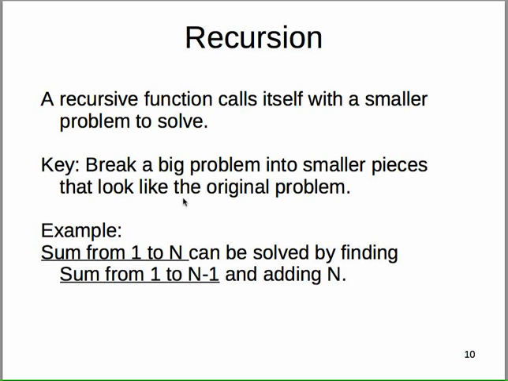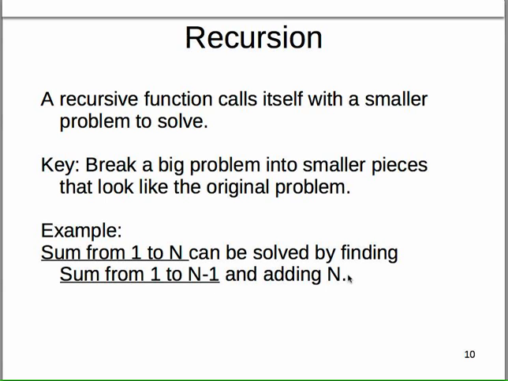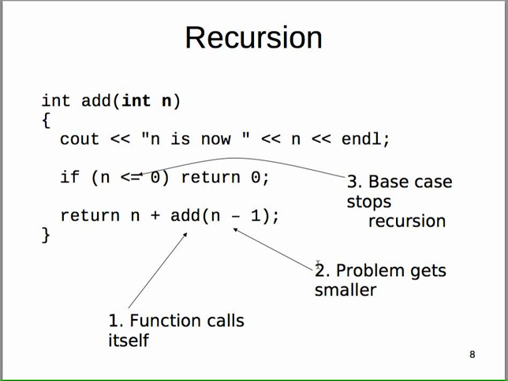That is the key. So for our add function to compute the sum from 1 to n, you can solve that by finding the sum from 1 to n minus 1 and then adding n to it. So the sum from 1 to n is exactly equal to the sum from 1 to n minus 1 plus n. And that's actually what we did with our recursive function. We said this is the sum from 1 to n minus 1. We add n to it and we get the sum from 1 to n.